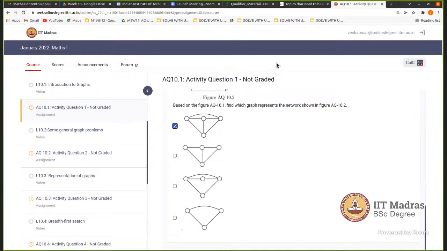Are we going to apply Kirchhoff's current laws on this? Nothing. Good one. No.